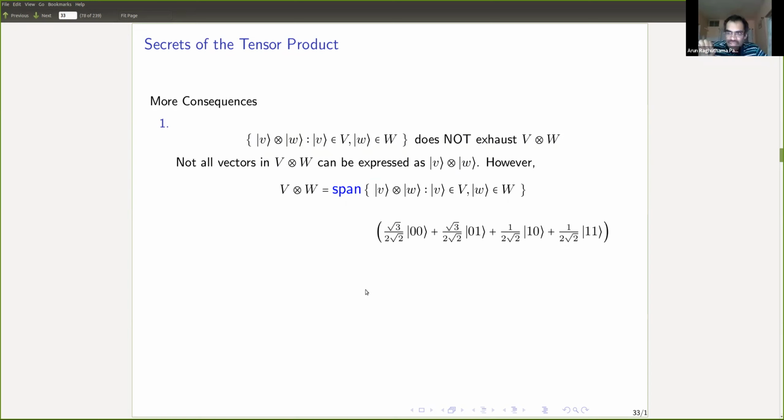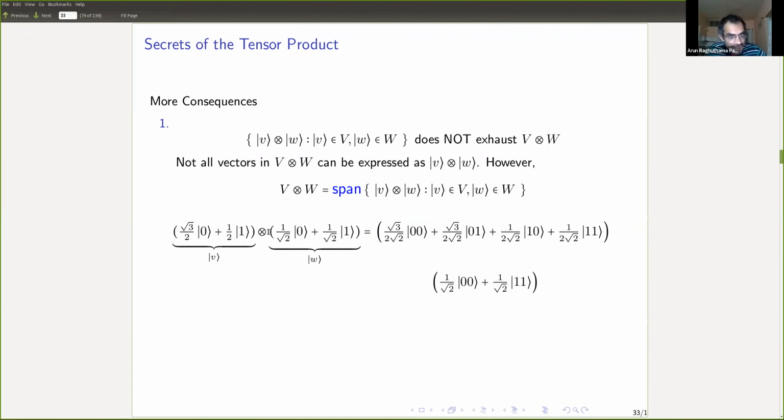It turns out that some vectors can be written as a tensor product of individual components. That is, I can write this vector as a vector in V tensor a vector in W, so I can write it as ket v tensor ket w, where ket v is this vector and ket w is this vector. But it turns out every vector cannot be written as a pure tensor product.